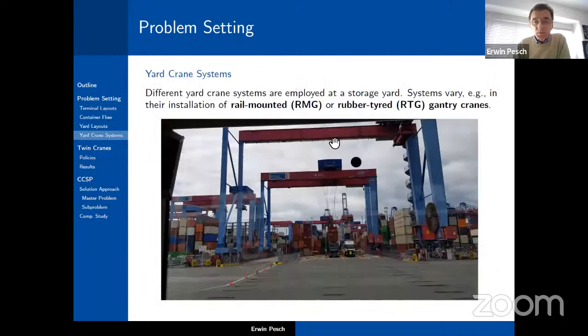Here you see an example. Sorry for the quality, I took it with my smartphone some time ago in Hamburg, and I don't even know exactly where it was. But this is an example of a rail-mounted gantry crane, and you can easily see the size of the cranes, because there are some trucks that pick up or drop off containers. We consider in this presentation only rail-mounted gantry cranes. There are also rubber-tired gantry cranes, but we are not going to consider them. They can freely move around and are not fixed to the block where they are working. The rail-mounted gantry cranes cannot move around. They need the rail, and they are fixed.